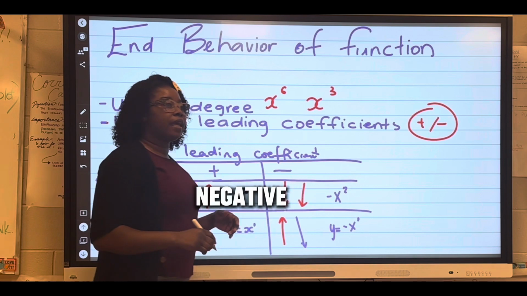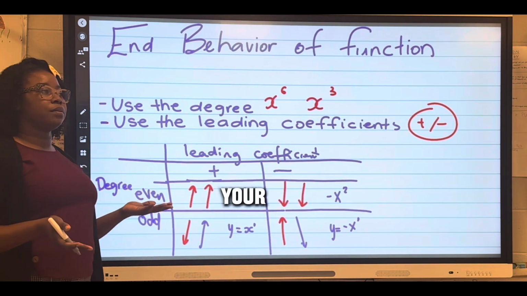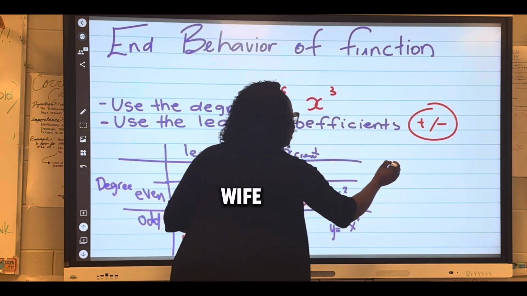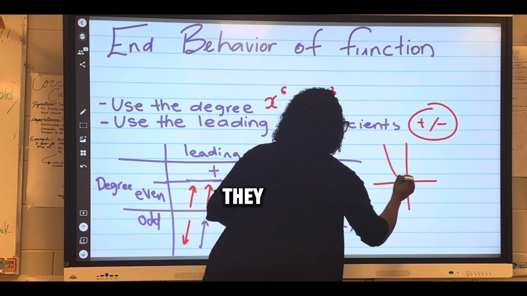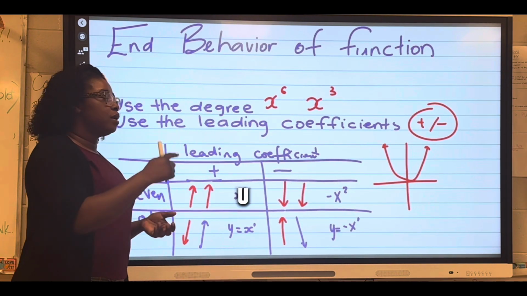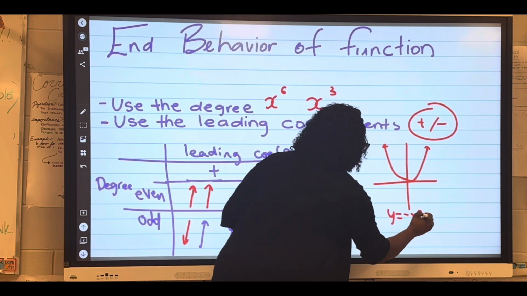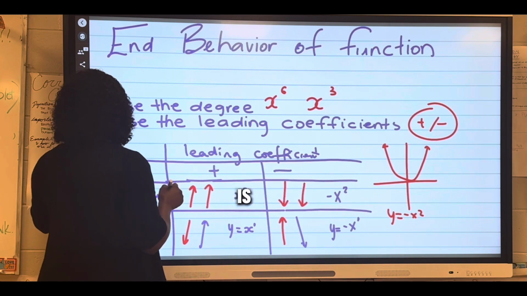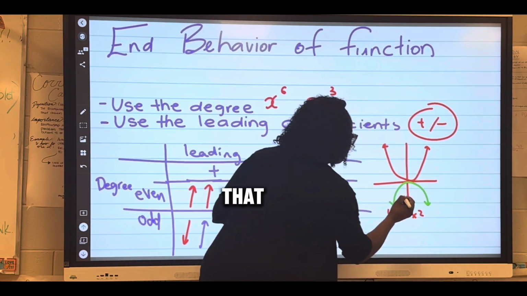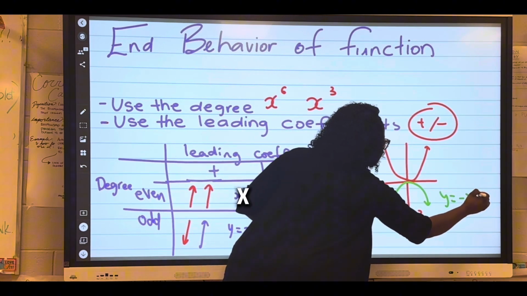The positive or negative will tell you how your function will be shaped, especially if you think about a good example, your y equal x squared graph. You know it's going to look something like a U. And if you think about the negative of that, it's going to be the flip about the x-axis. So the negative of that would be y is equal to negative x squared.